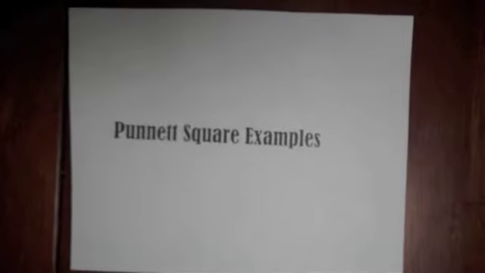These are some examples of some Punnett square problems. We're going to start out with a problem about a monohybrid Punnett square. So this problem says curly hair is recessive and straight hair is dominant. A woman with curly hair marries a man who's homozygous dominant for straight hair. Predict the outcome of their children.